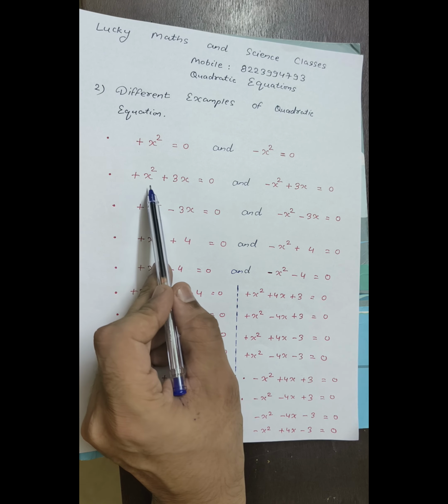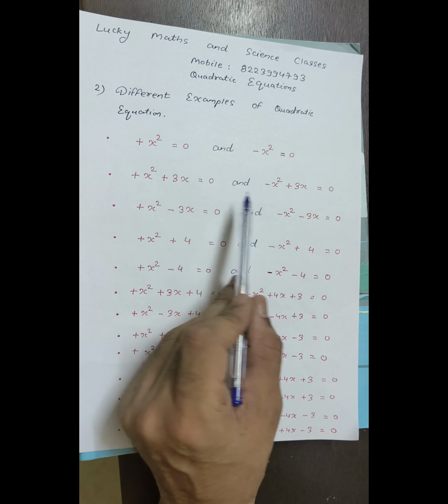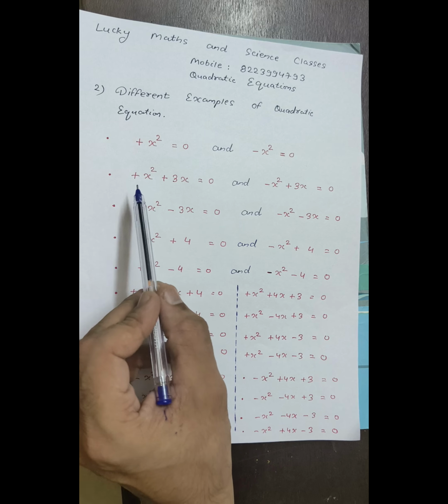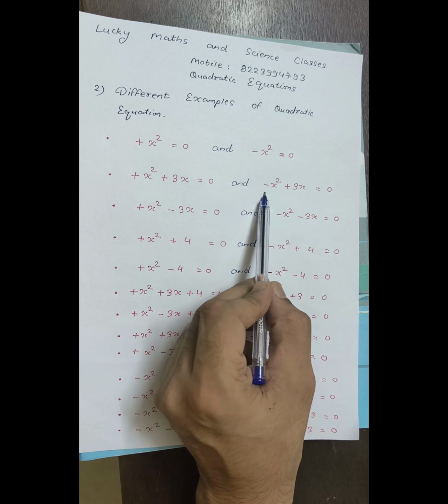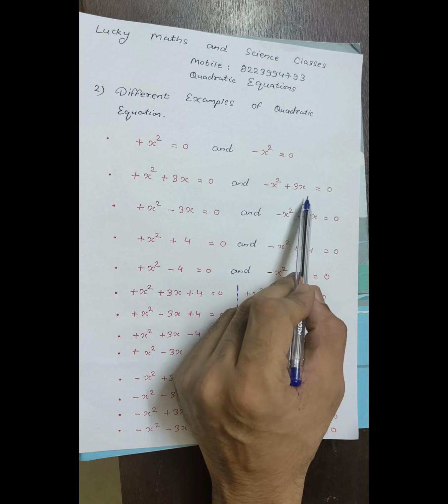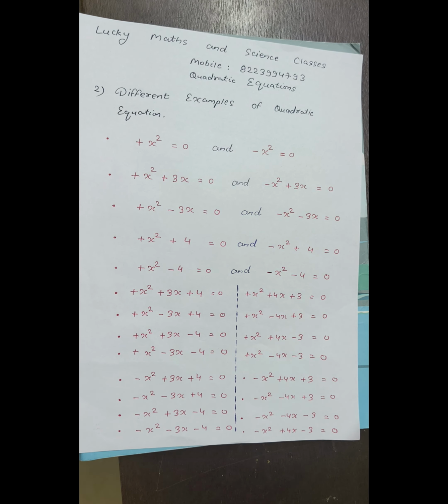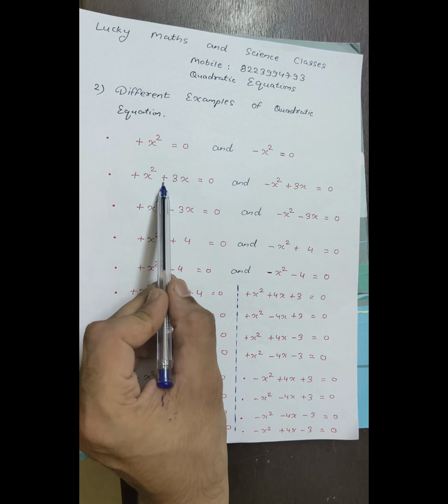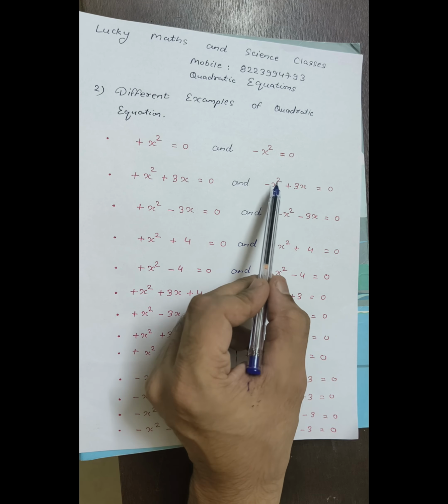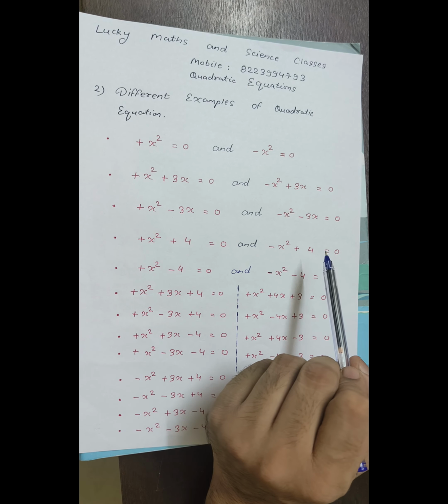Second possibility, here I have taken C, the constant term, equal to 0. A is equal to plus 1, B is equal to plus 3, or A is equal to minus 1, B is equal to plus 3. Third possibility, again constant term 0, but B in this case negative.